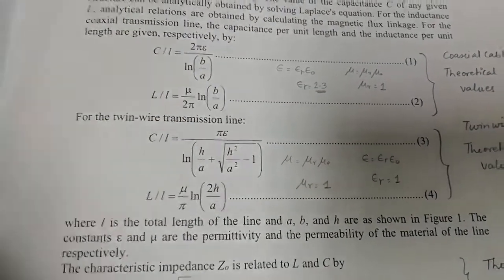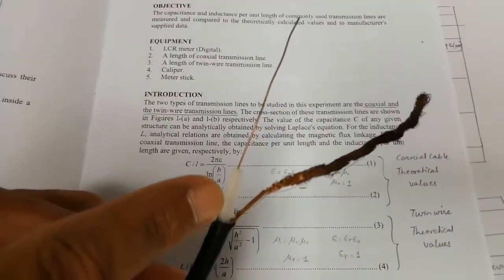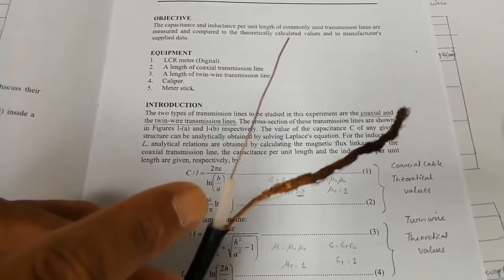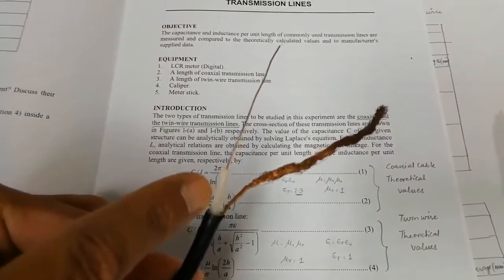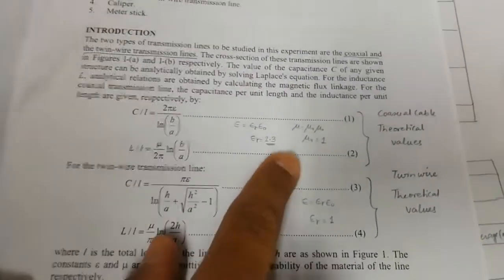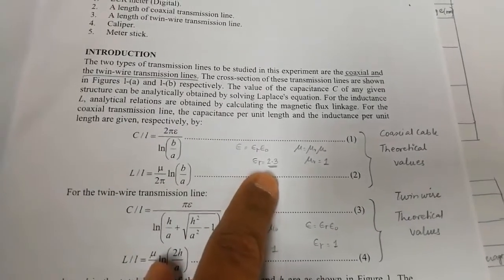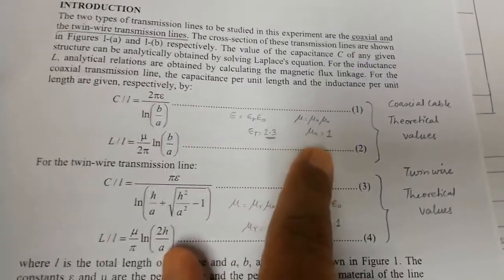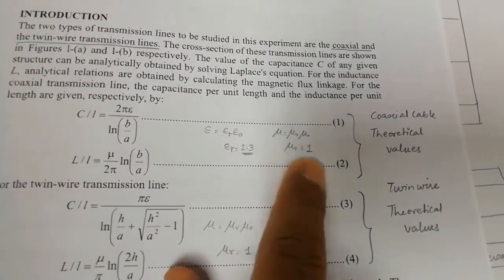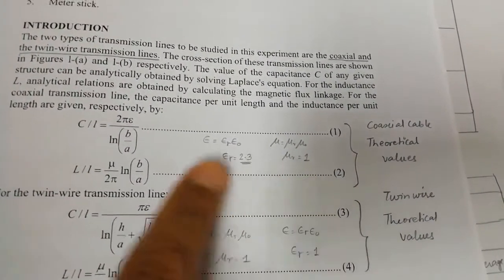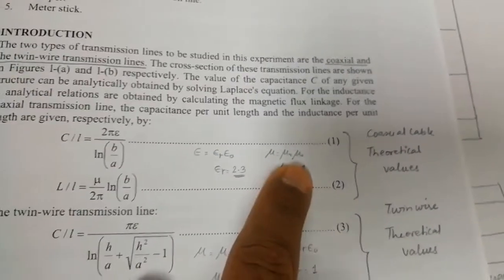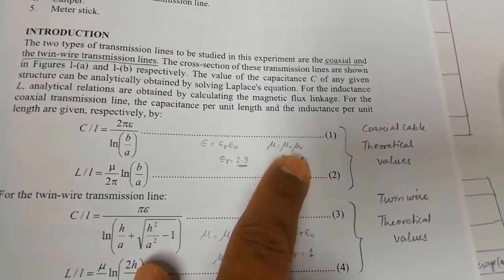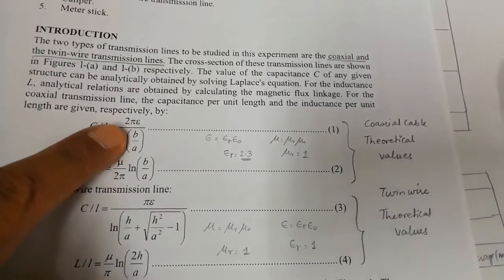For the coaxial cable, the epsilon is the permittivity of this material, and also mu, which is the permeability of this material. For this material, this is the relative permittivity value, which is 2.3, and because these are all non-magnetic materials, the relative permeability is 1. And we know very well, epsilon 0 is the permittivity of free space, and mu 0 is the permeability of free space, which are constants. Now we are left with a and b.